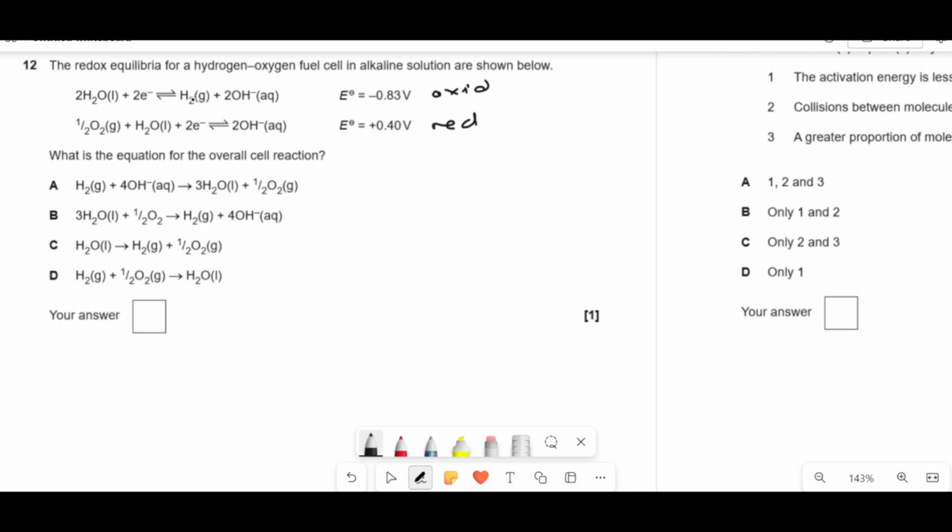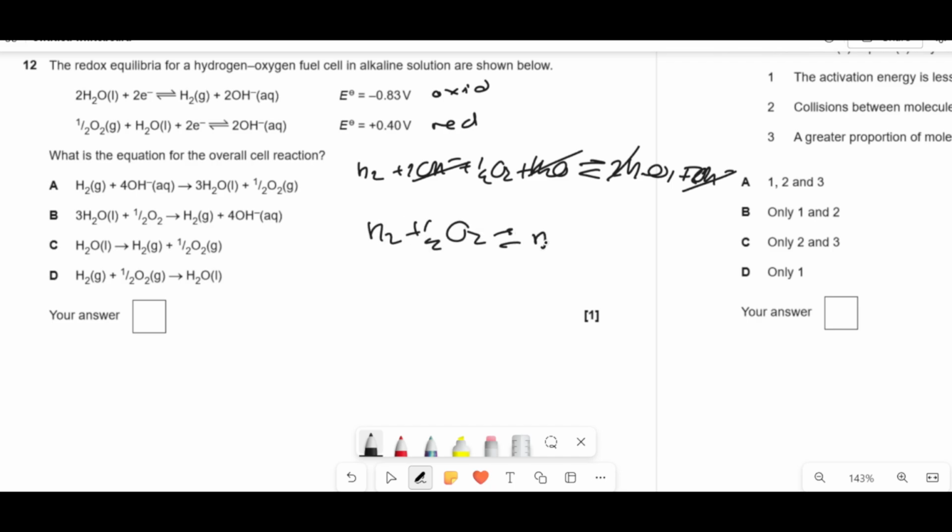So if we do that, we get H2 plus 2OH minus plus a half O2 plus H2O goes to 2H2O(l) plus OH minus, right? But then you can see these cancel out. Sorry, 2 OHs, one of them cancels out, so we're left with just this. So you're left with H2 plus a half O2 gives you H2O, which is exactly what the overall equation is. So it's just D. That's actually a free mark if you just remember that hydrogen fuel cells all share that overall thing. But you can just quickly work it out if in doubt.